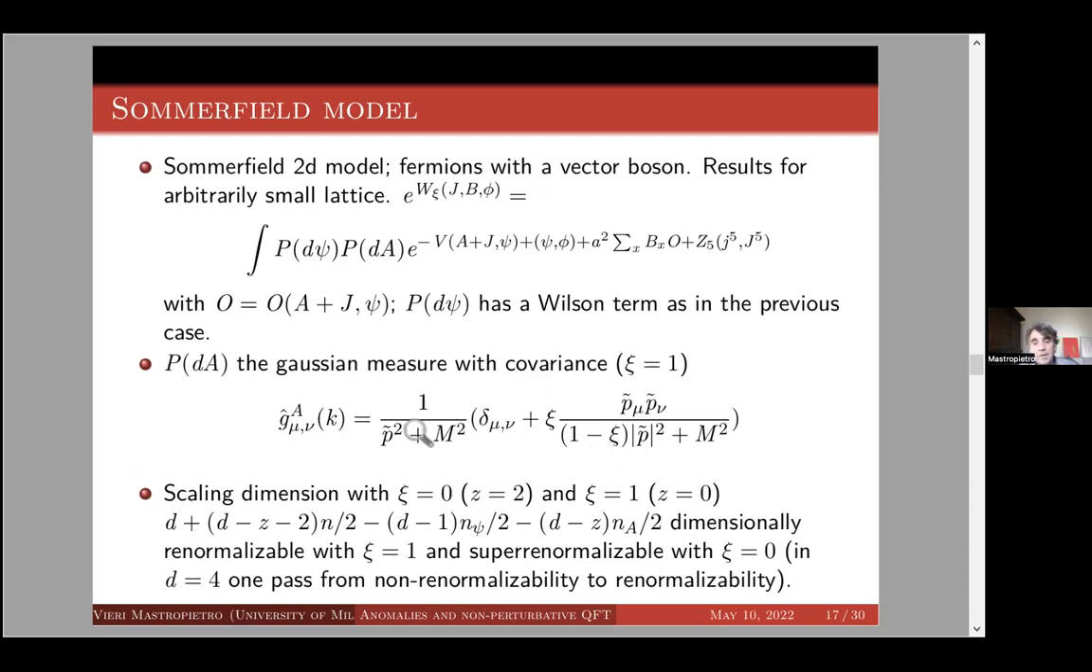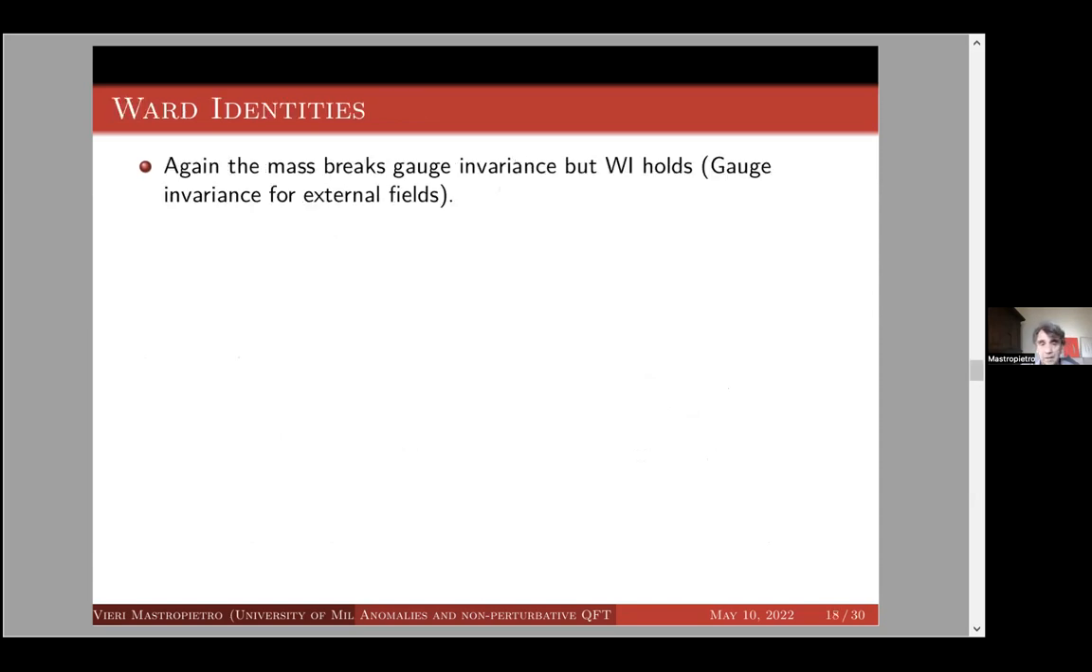The point is that this piece would be here, but if you consider an invariant observable, it does not contribute. So now you can see what this argument of conservation of current means, because here again we have Ward identities in the external fields. So again, we have exactly the same identities.